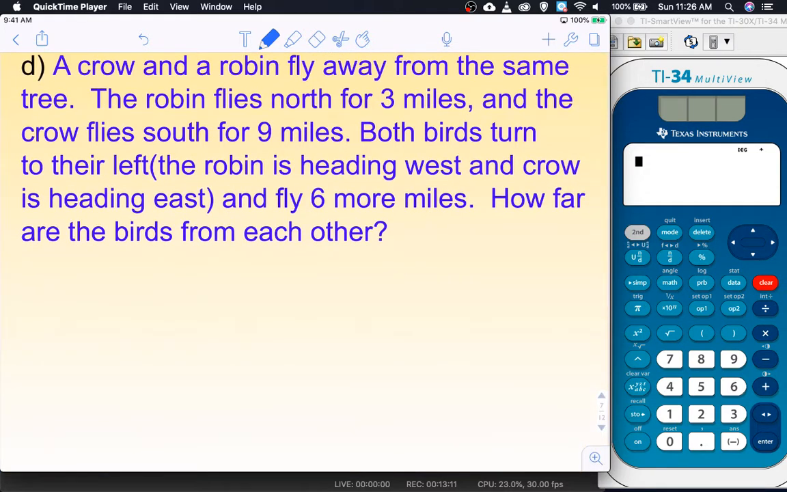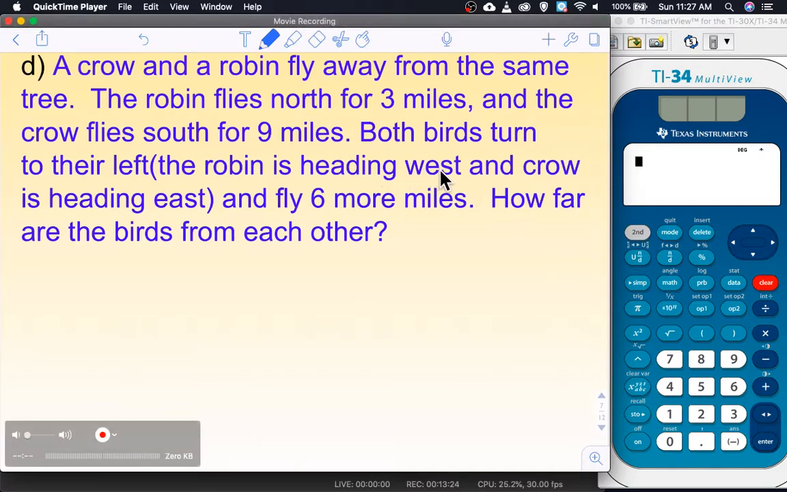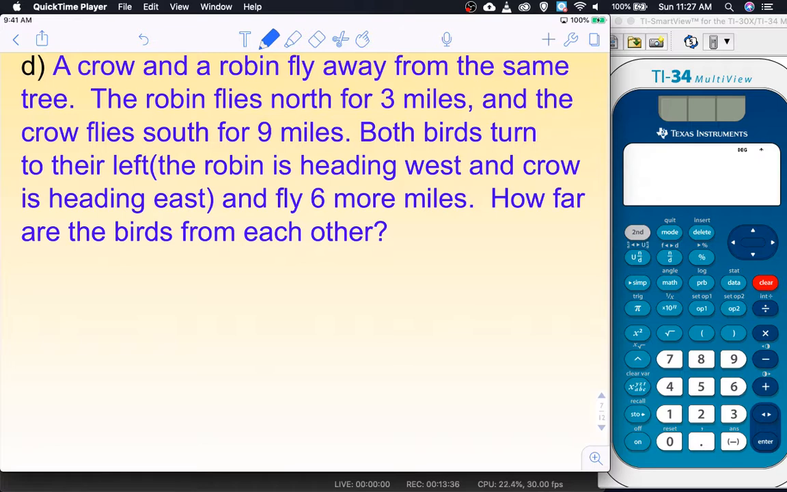Okay, letter D says, a crow and a robin fly away from the same tree. A robin flies north for 3 miles and a crow flies south for 9 miles. Both birds turn to their left. That means the robin is heading west and the crow is heading east. And they fly for 6 more miles. How far are the birds from each other? Okay, so I want you to pause the video, draw your picture, and then hit play, and we'll look at the picture together, and then I'll give you more time to do the actual problem.